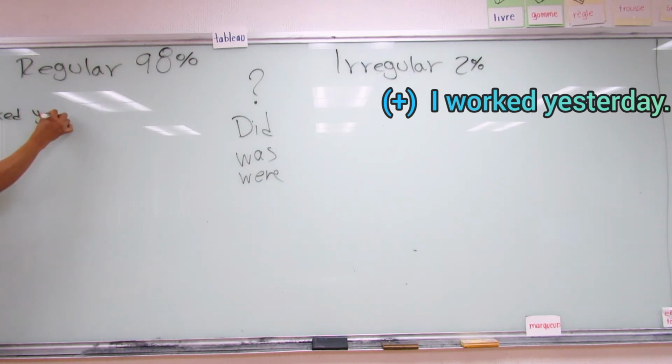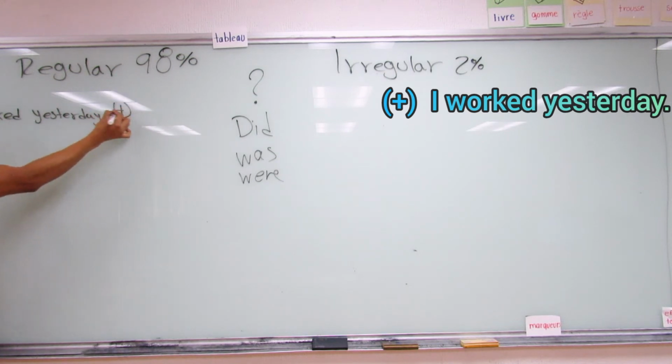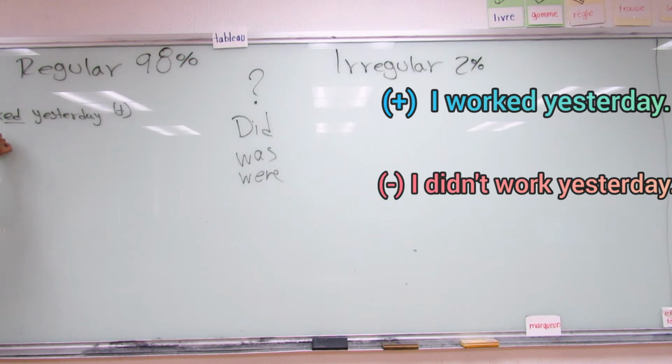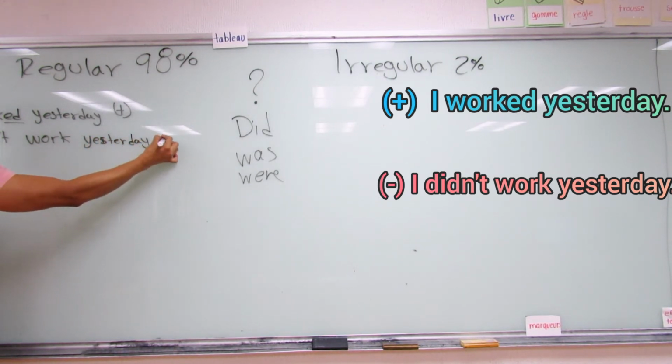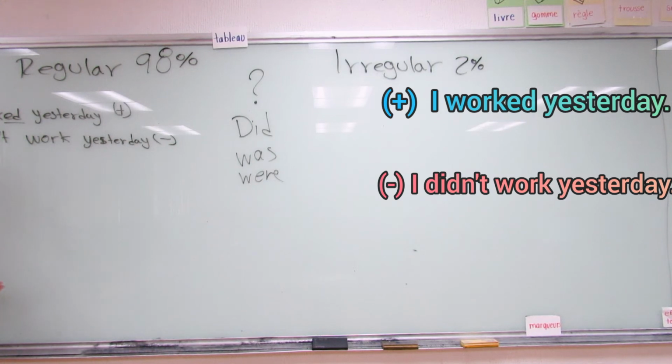So did, for example, we have: I worked yesterday. Remember, this is positive because we have ed. I didn't work yesterday, so this is negative. And then to ask the question, we would start with did.